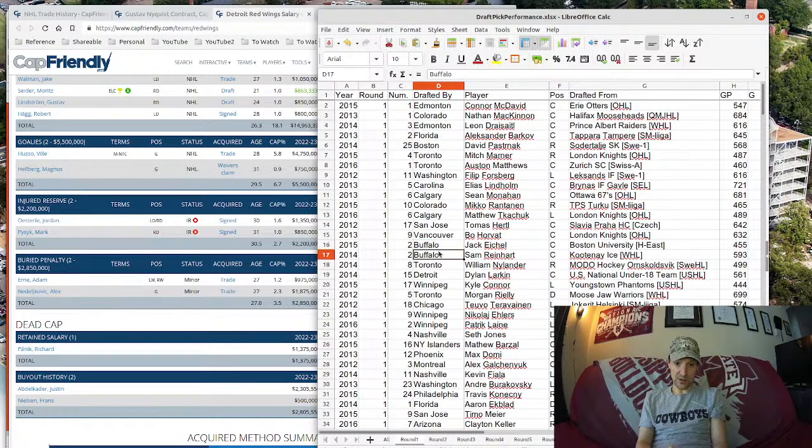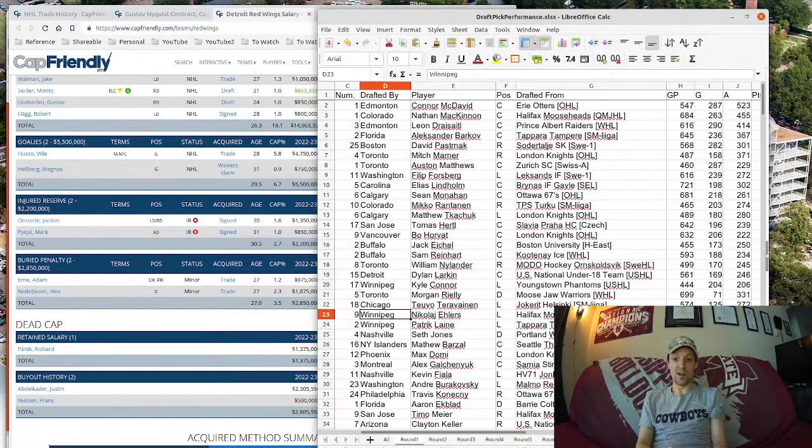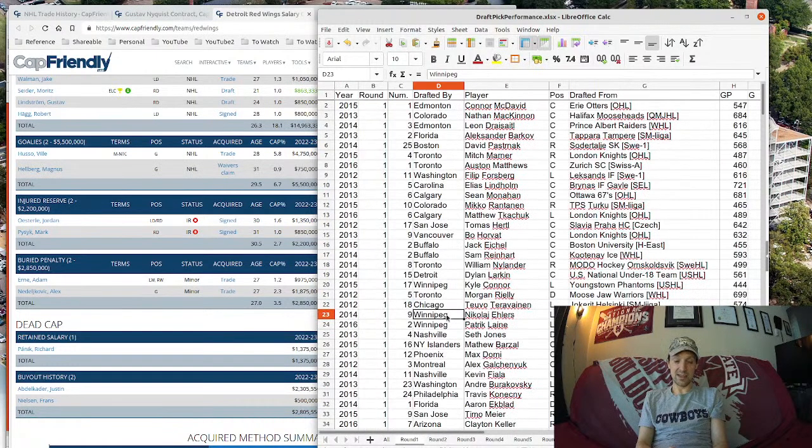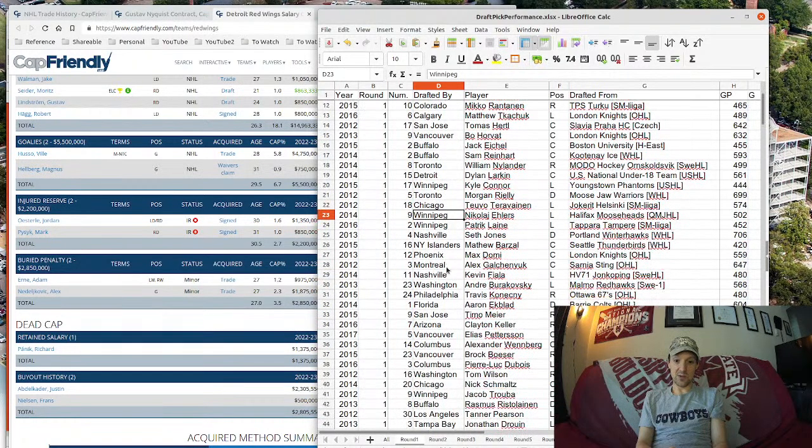Buffalo, a couple. Winnipeg, a few, kind of in the middle here. And remember, this is all the best players, though, so they're all at the top. I mean, at least they're all equally as good.